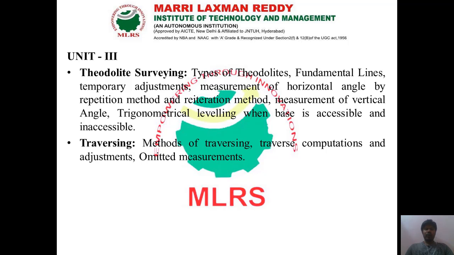So today we are going to start our third unit, that is theodolite surveying. We have the syllabus like this: types of theodolites, fundamental lines, temporary adjustments, measurement of horizontal angle by repetition method and reiteration method, then measurement of vertical angle, trigonometrical leveling when base is accessible and inaccessible. Along with that, another topic, that is traversing, methods of traversing, traverse computations and adjustments, then omitted measurements. This is the syllabus we have under the third unit.